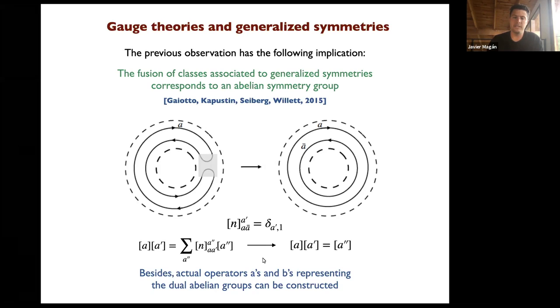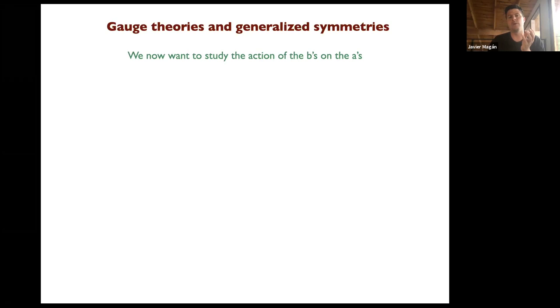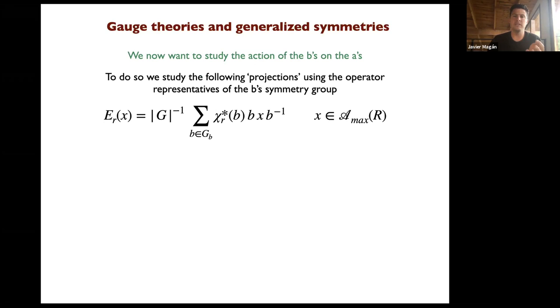This is important because with these actual operators, we can now study the action of the B's on the A's or vice versa. So for example, if we want to study the action of the B's on the A's, it is convenient to define the following maps, or let me better call them projections, that are constructed by using the operator representatives of the B's symmetry group, and they are labeled by the irreducible representations of the B's symmetry group, and these are the characters. So there is one per irreducible representation, and I'm going to state just their properties without proof. The proofs are in the article.